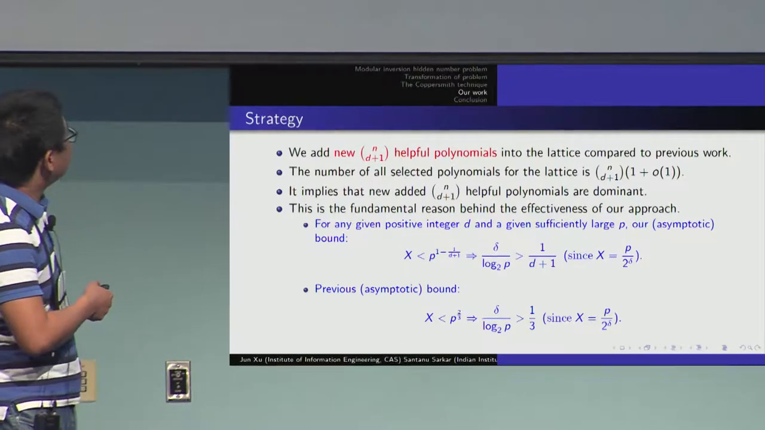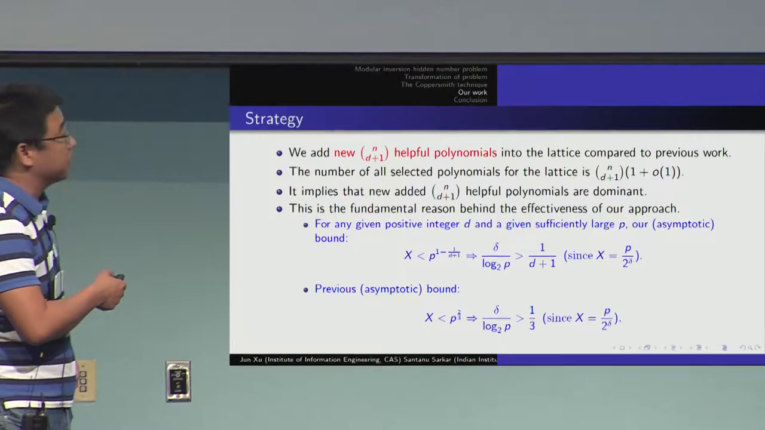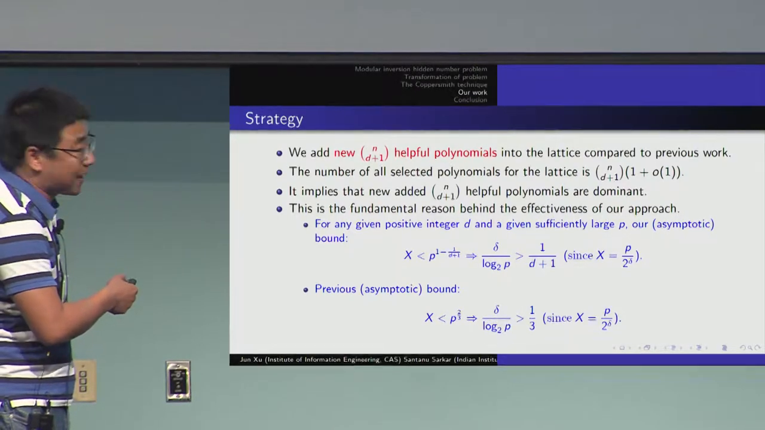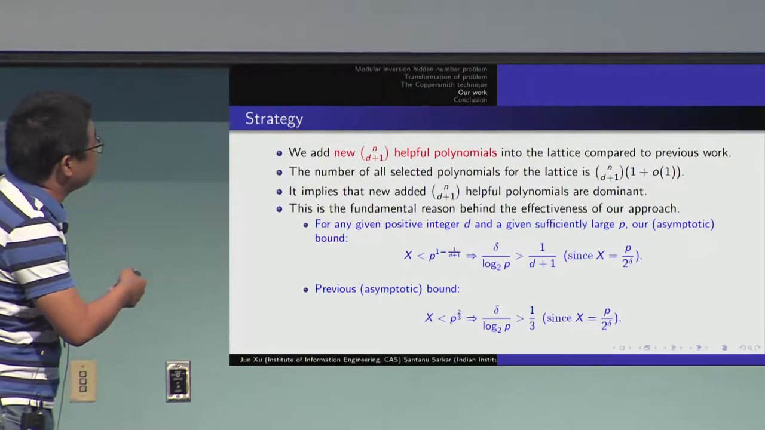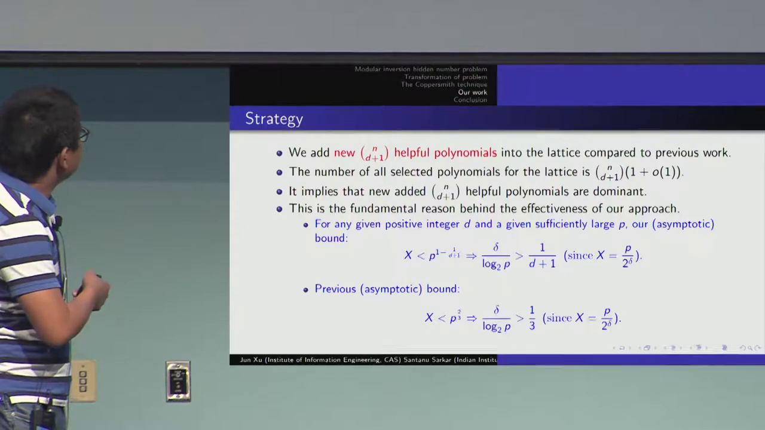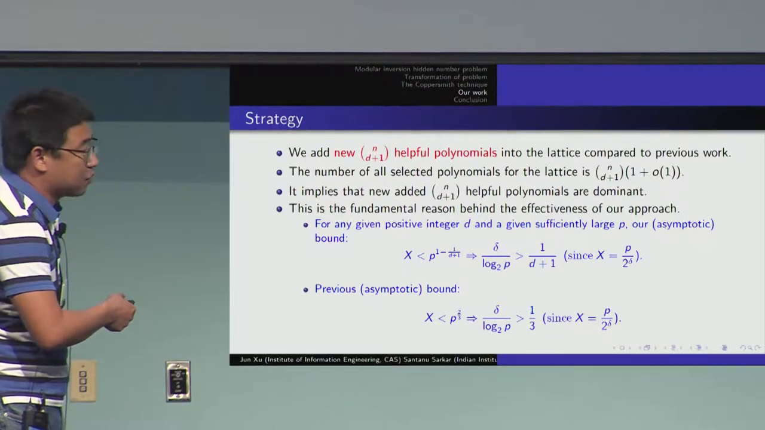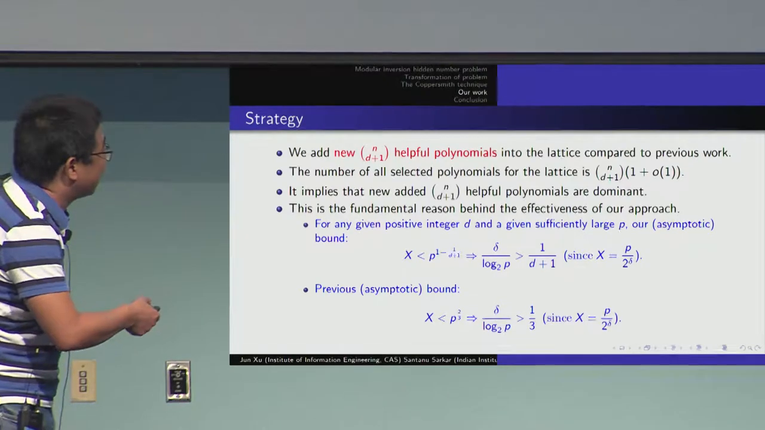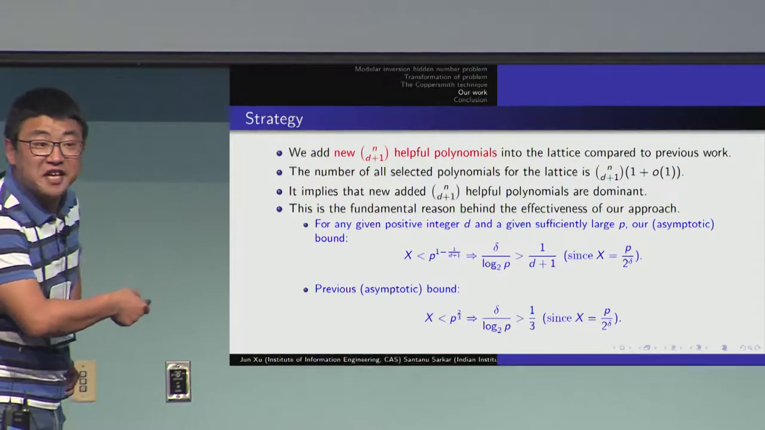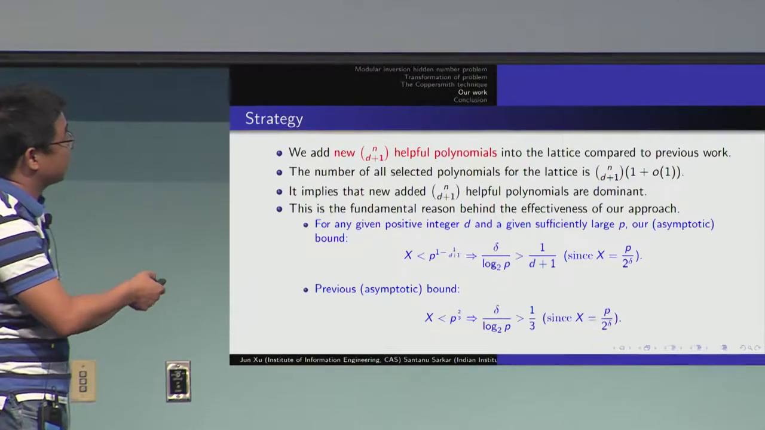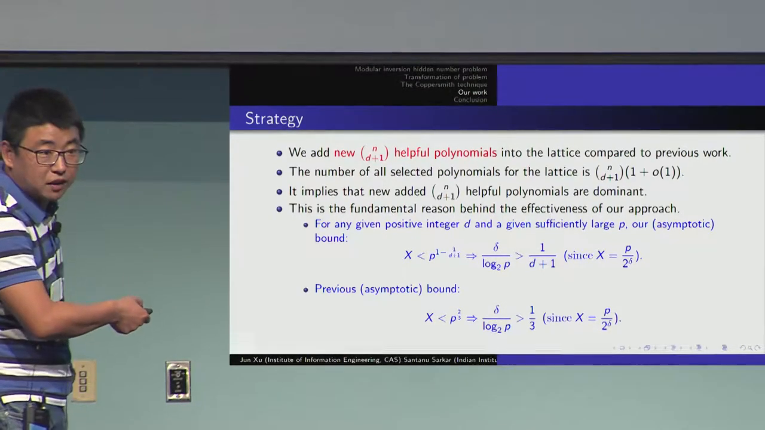So we can get the new bound: X is smaller than P to 1 minus 1 over D plus 1. This implies this bound. Then the previous bound is X is smaller than P to 2 over 3. This is the bound of the conjecture. So the new bound improves on the conjecture.